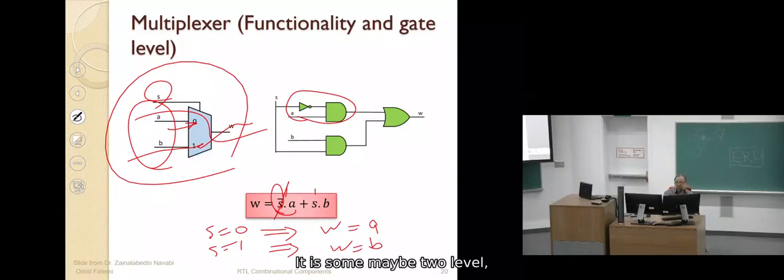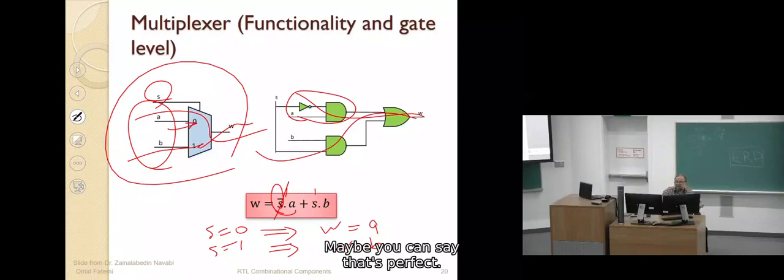It is some kind of two-level delay here. We have two-level delays here. So that's good. That's very good. Maybe we can say that's perfect. We cannot do it better than that. One AND level and then OR.